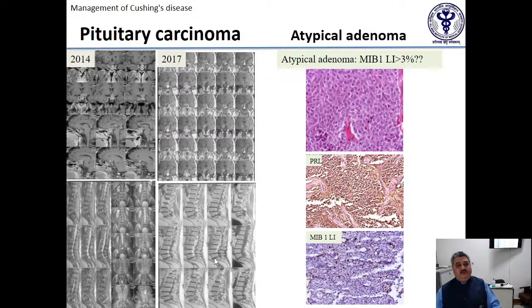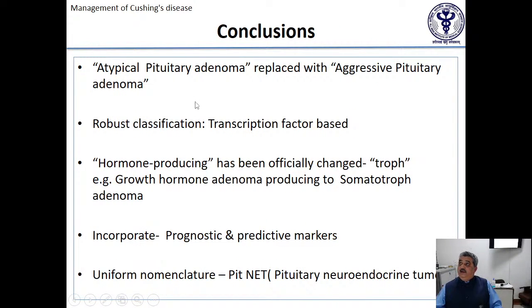So some of the pituitary adenoma, they can metastasize. You cannot predict exactly which tumor will metastasize. Prolactinoma and corticotropic adenoma are sometimes more common when the hormonal levels are more. So pituitary carcinoma is only used when there is metastasis. Atypical adenoma, as I mentioned, is replaced by the aggressive pituitary adenoma. The transcription-based classification is very robust, but only less than 5% are non-functional pituitary adenoma today. The hormone producing has been changed to TROF, and prognostic and predictive markers are better defined.